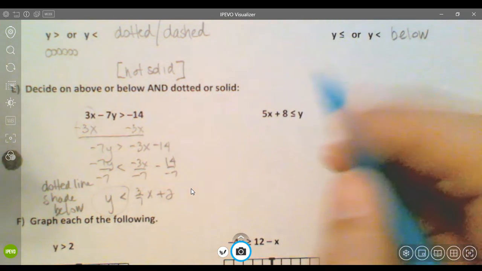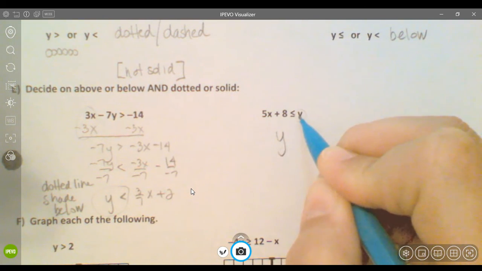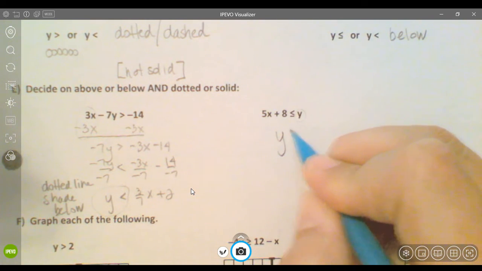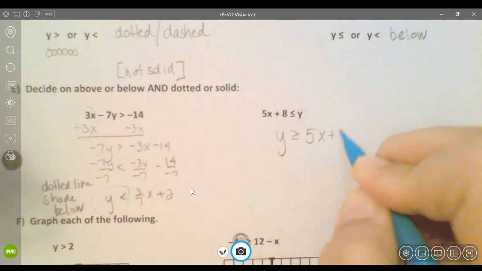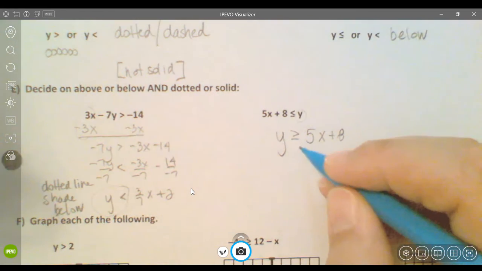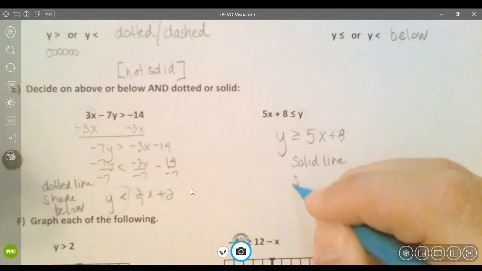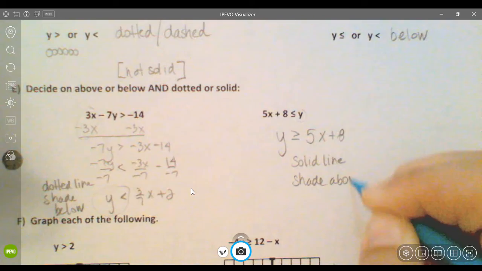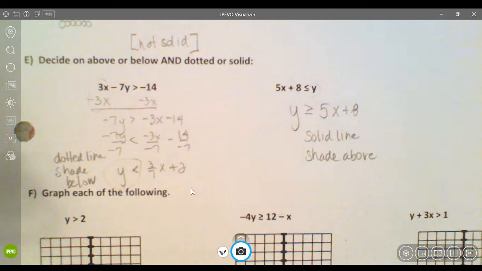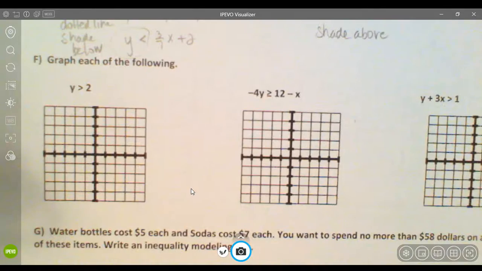Okay, now let's look over here at this one. Oh, I need the y on the left side, so I'm just going to turn all this around. So see how y is greater than that? We're pointing to the smaller number. Well, when we turn this around, we need to make sure our inequality points to the smaller value, the 5x plus 8. So this tells me I've got a solid line, and I am going to shade above. And there it is, all right? So when we do that, that actually carries us into the next thing.